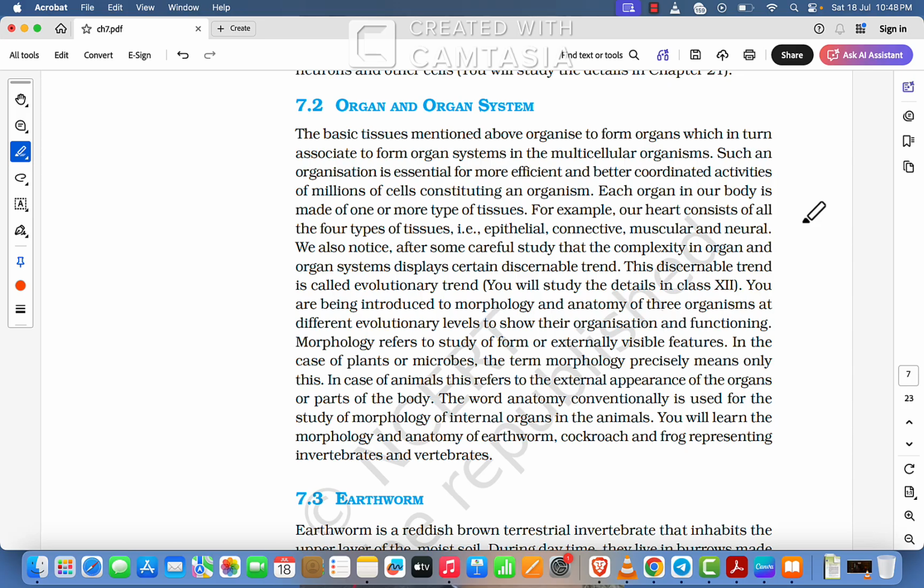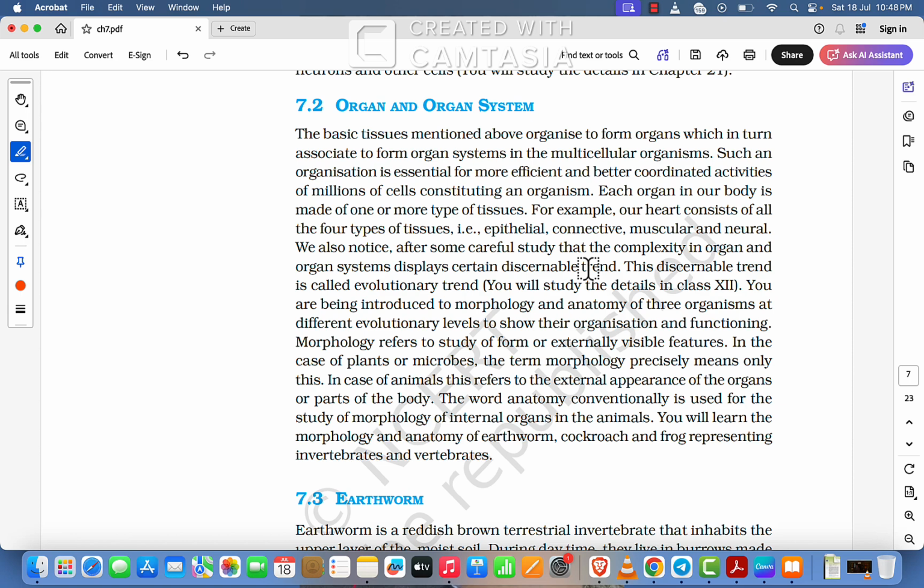We also notice after some careful study that the complexity in an organ system displays a certain discernible trend. This discernible trend is called evolutionary trend. You are being introduced to morphology and anatomy of three organisms at different evolutionary levels to show their organization and functioning. Morphology refers to the study of form or externally visible features.